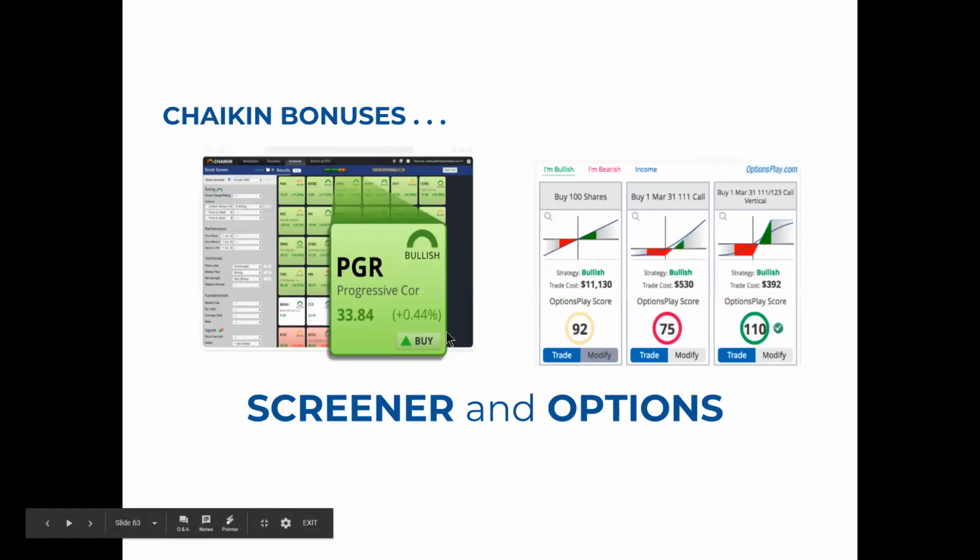The screener is included. We have an options overlay for those of you who trade options. It gives you the best risk-reward on an option strategy, with 3 strategies to choose from, which it rates. So it really does all that calculation for you.